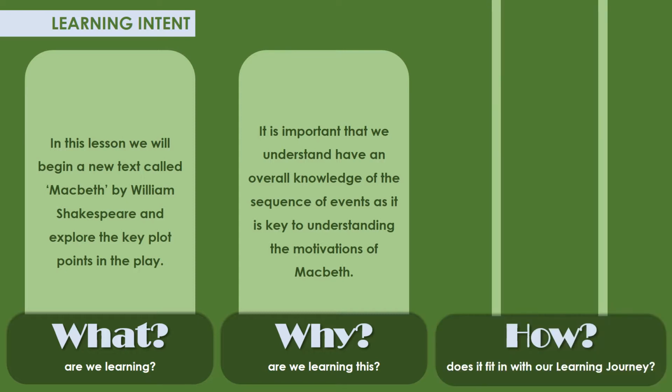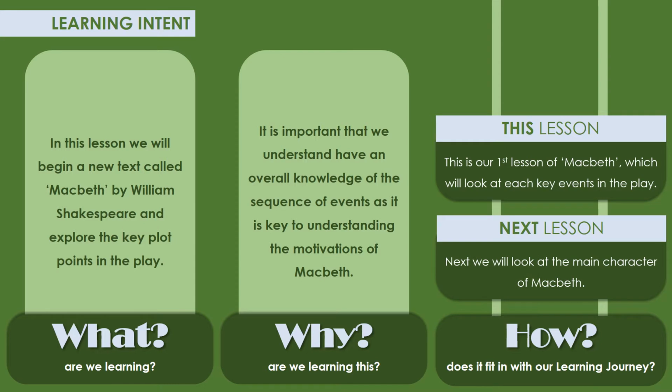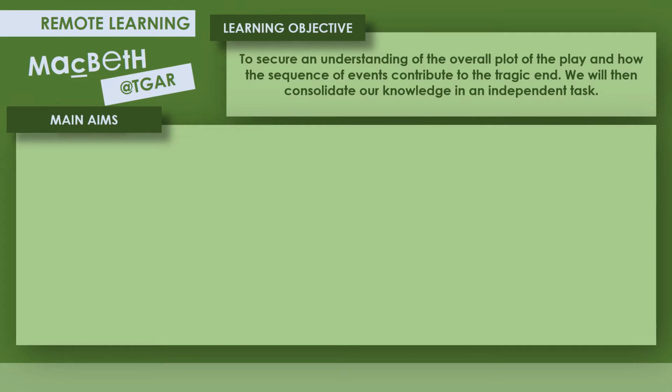So how does this fit into our learning journey? Well, this lesson is our first lesson of Macbeth, where we're going to look at key events in the play. And next lesson, we'll look at the main character of Macbeth. So our learning objectives today, guys, is to secure an understanding of the overall plot of the play and how the sequence of events contribute to the tragic end. We will then consolidate our knowledge in an independent task.